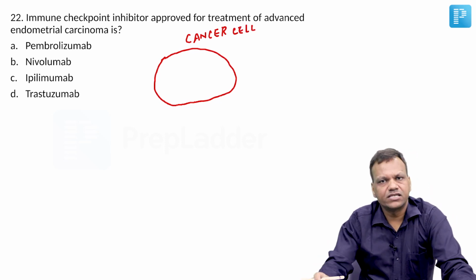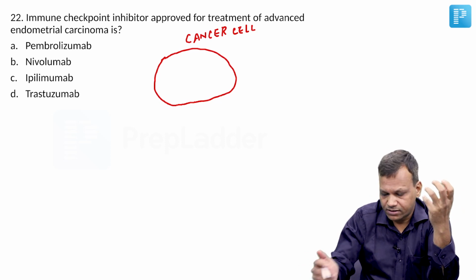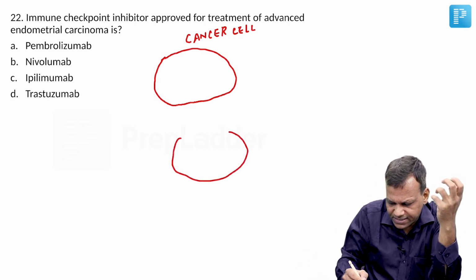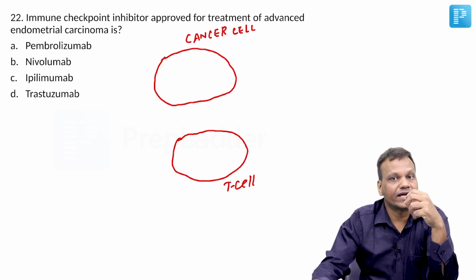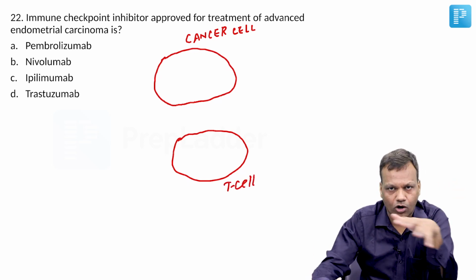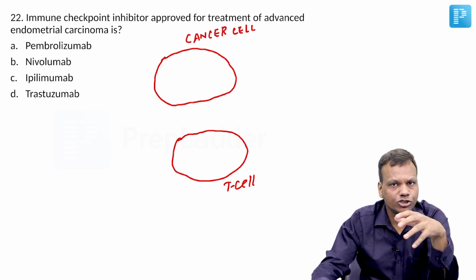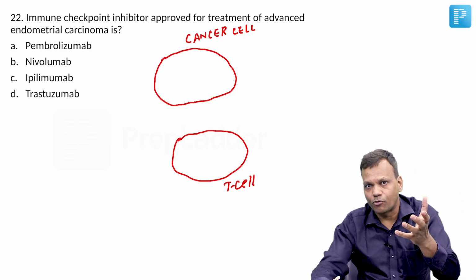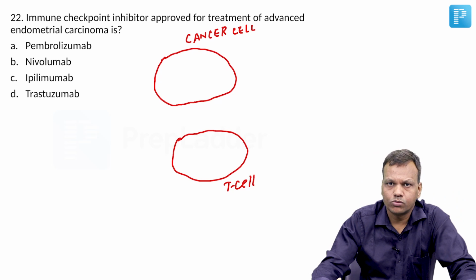Whenever a cancer cell is produced in the body, our body can take care of that. So these are the T cells. They will attack the cancer cell and kill them. So cancer will not occur. So that is the normal function of immunity. So this is one immune checkpoint where T cells will not allow the cancer cells to grow.